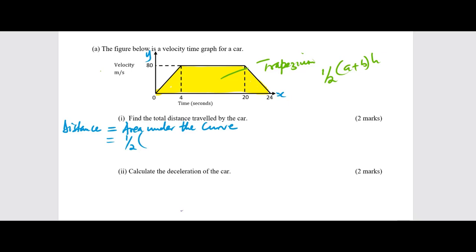So area is half. This is our A, so this distance is 16. The whole of this length is 24. Then the height is 80. Substituting the values, you get half times (16 plus 24) multiplied by 80. That is half times 40 times 80, and this will give 1600 meters as the distance traveled by the car.